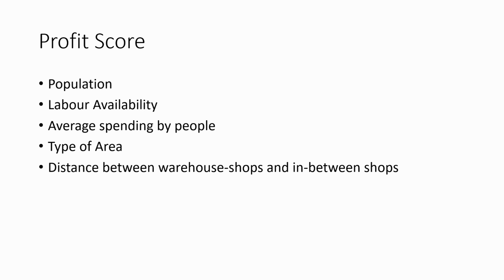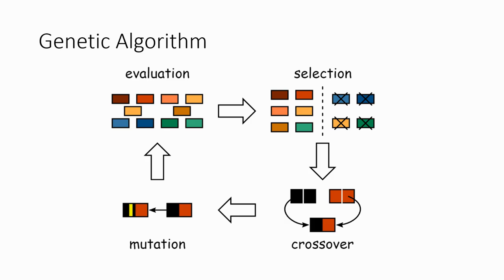The profit score is calculated using the population, the labor availability, average spending by a person in that area, the type of area which you are trying to focus, and the distance between each warehouse and shop and between two shops. We are using a genetic algorithm to complete this process where we create a population where each member of the population represents a single entity which defines the position of n shops and m warehouses using the latitude and longitude of each shop and each warehouse.